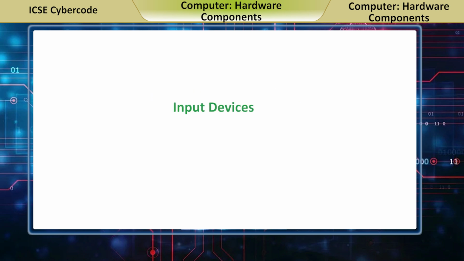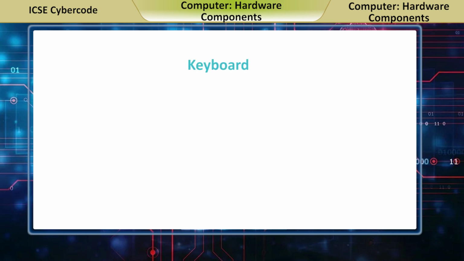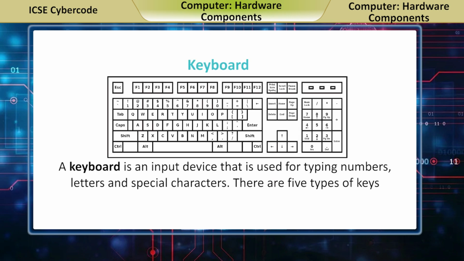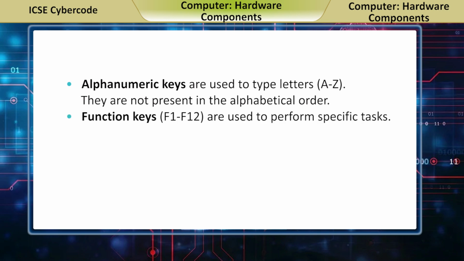Input devices. The computer system consists of the following input devices. Keyboard. A keyboard is an input device that is used for typing numbers, letters, and special characters. There are 5 types of keys on a keyboard. Alphanumeric keys are used to type letters A to Z. They are not present in the alphabetical order. Function keys F1 to F12 are used to perform specific tasks. Number keys are used for typing numbers.